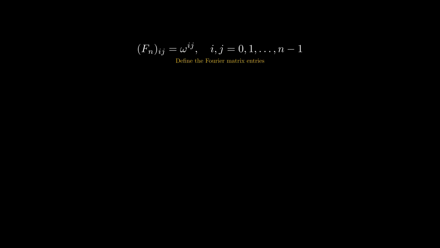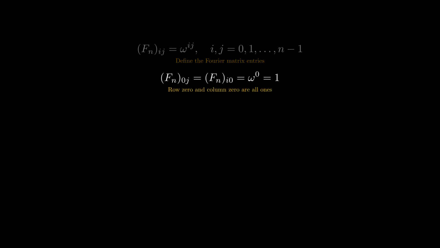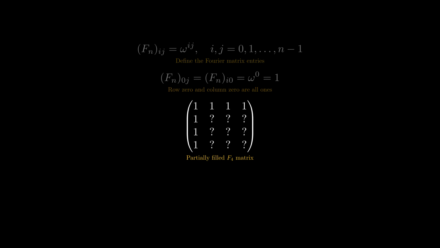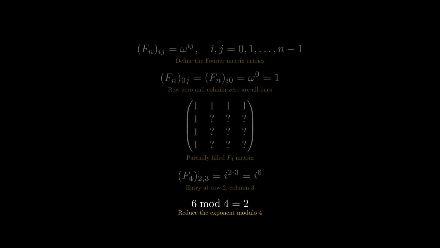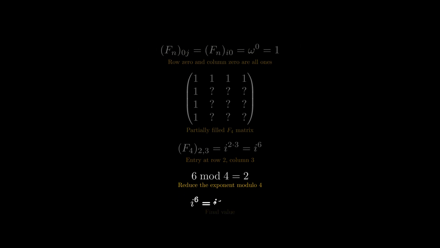The Fourier matrix F sub n has its entry in row i, column j equal to omega raised to the power i times j, with the indices running from 0 up to n minus 1. Row 0 and column 0 are all omega to the 0, which is just 1. So the first row and the first column are filled with 1s. The interesting structure lives in the lower right portion of the matrix. For example, take the entry at row 2, column 3. That equals i to the power 2 times 3, which is i to the 6th. Now reduce the exponent modulo 4. 6 mod 4 is 2, so this equals i squared, which is -1.